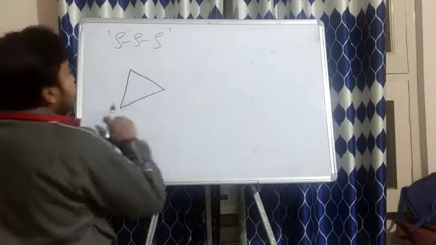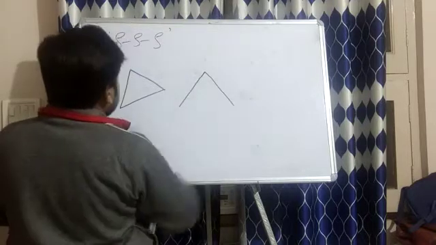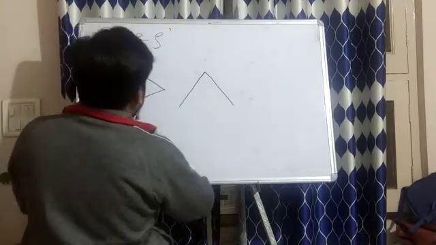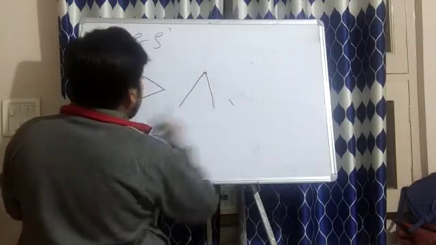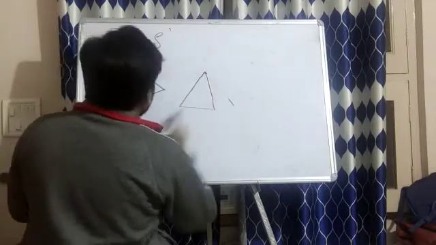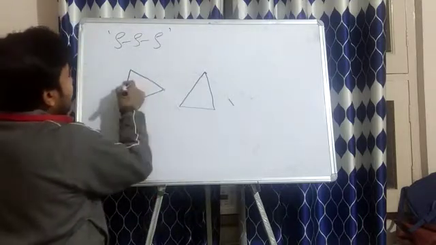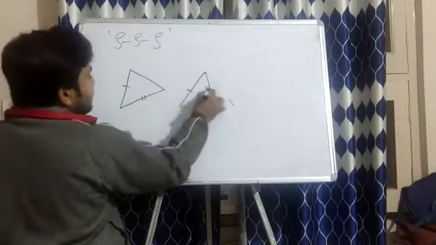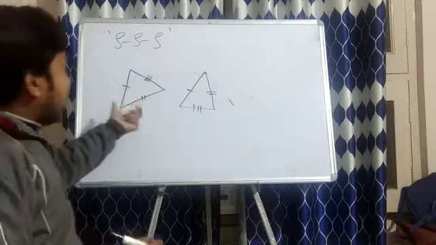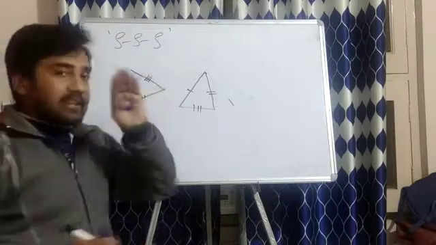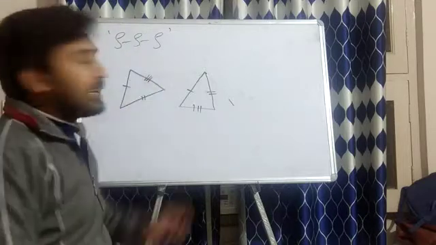If we have two triangles, suppose let me make it like this. This is the blue side. If the corresponding sides are equal, if this is equal to this, this is equal to this, and this is equal to this, then this axiom states that those two triangles will be congruent.